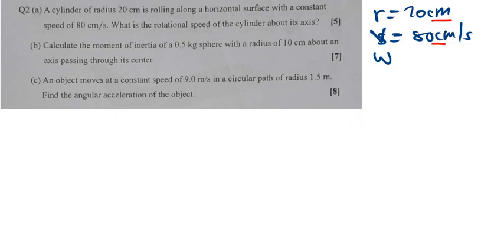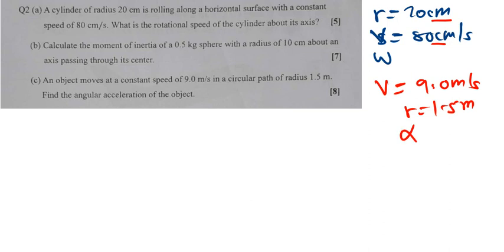Now, the next part I want us to talk about is not really this. This I'll come and explain when we are going to be talking about rotational work, energy, and momentum. But I want us to talk about part C because I've explained this as well. An object moves at a constant speed of 9.0 meters per second in a circular path of radius 1.5 meters. Find the angular acceleration of the object. So now we have got the speed, which is V, 9.0 meters per second. R is 1.5 meters. We want to find this.